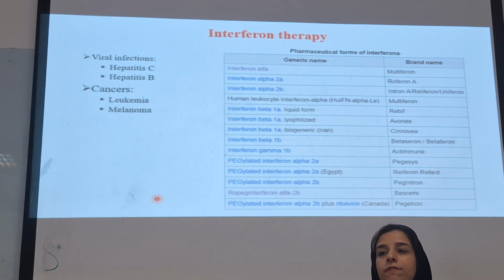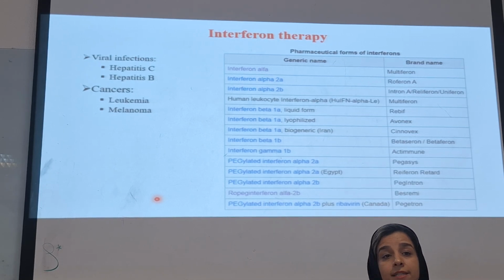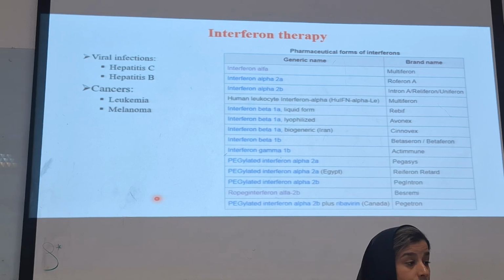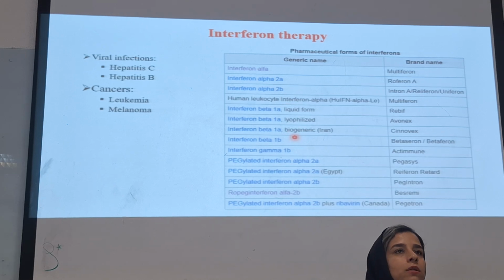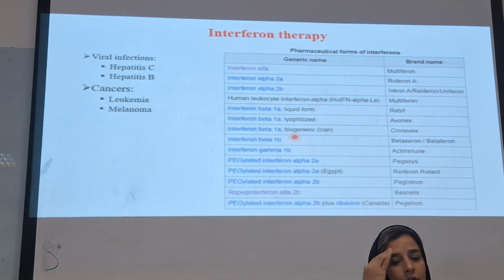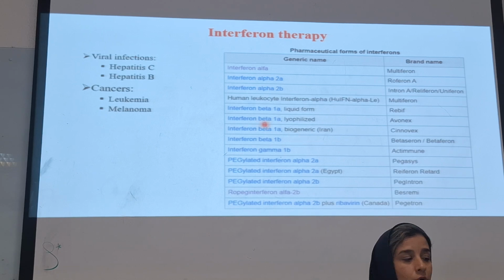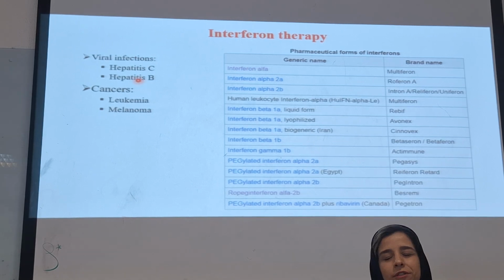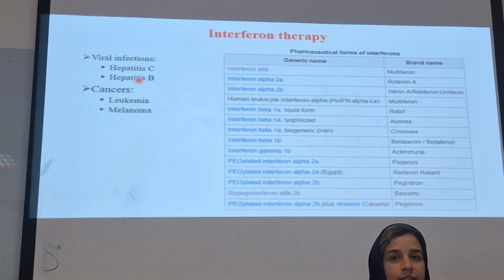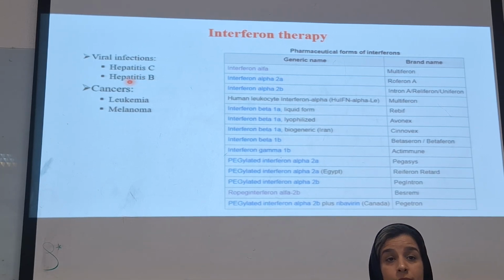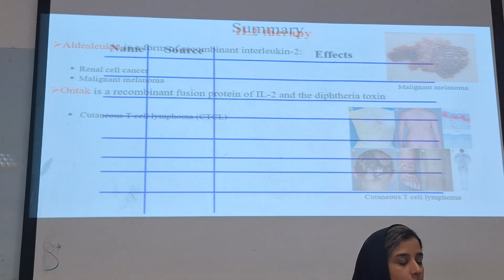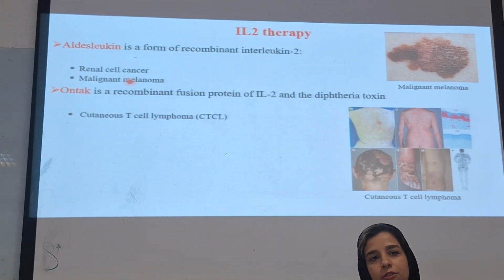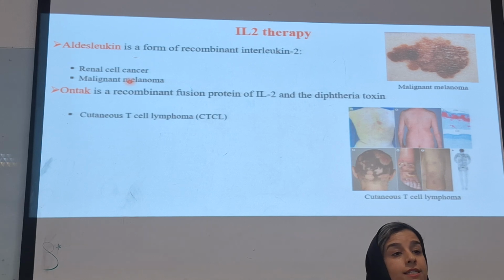Another type of cytokine used these days as a therapeutic agent is interferon. There are different types of interferon commercially available these days for treatment of many viral infections like hepatitis B and hepatitis C, and also used as a therapeutic agent for treatment of many cancers like melanoma and leukemia. And the final cytokine used these days as a drug is interleukin-2.